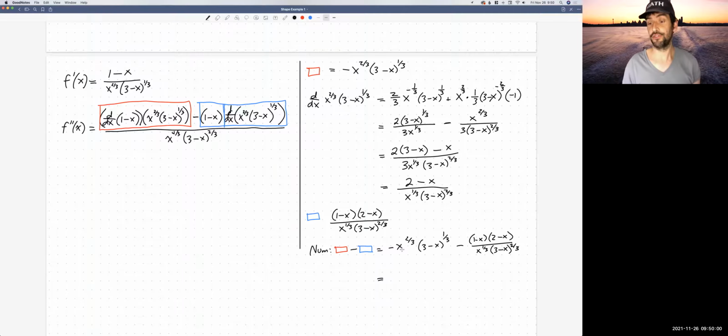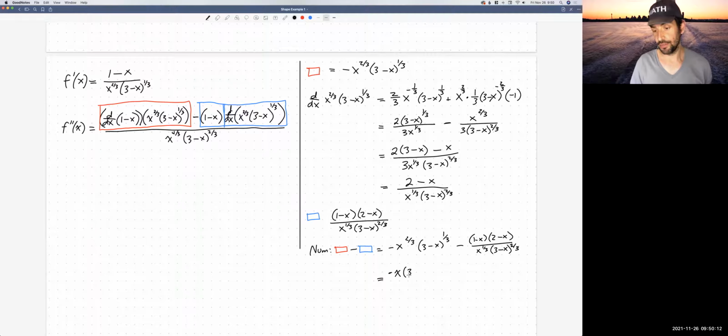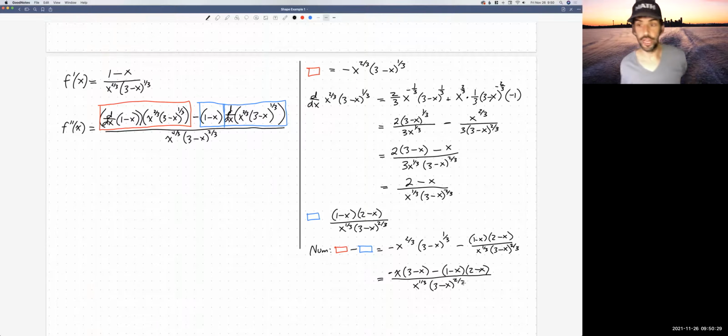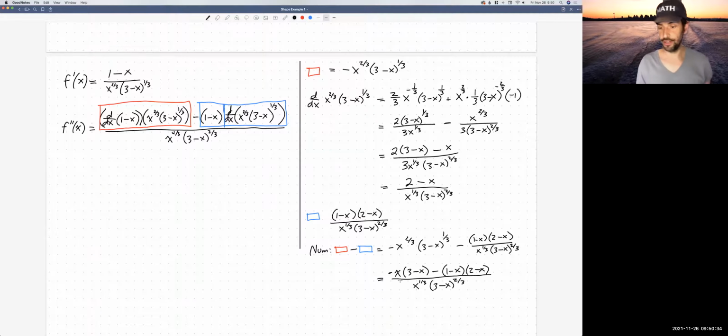So if we multiply the first term times that denominator over itself, notice what happens. We have an x to the 1/3 and an x to the 2/3. We get an x, got a negative out there, and we get a 3 minus x, and then we've got minus 1 minus x, 2 minus x, all over x to the 1/3, 3 minus x to the 2/3. Okay, we're running out of space here. We're just about there. This is our numerator.